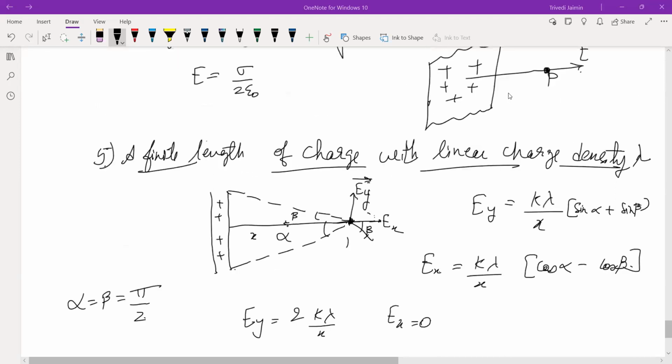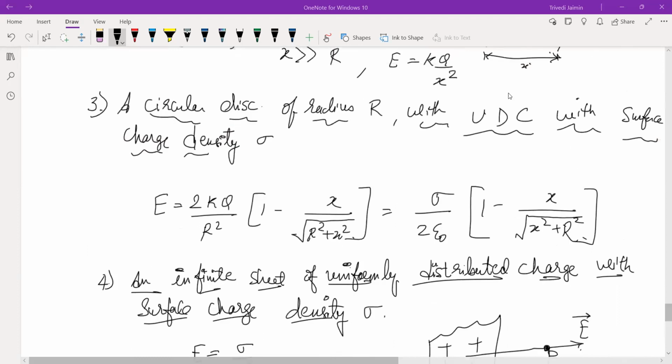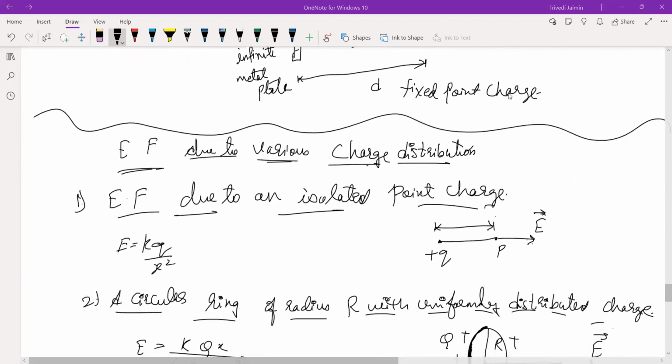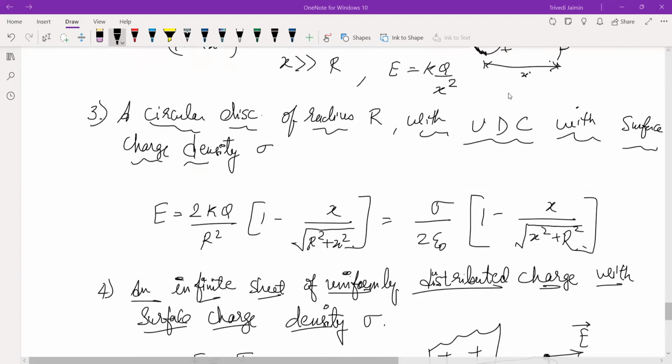Still some more cases. So these are some cases we are seeing of electric field due to various charge distributions. Now we will use this directly as a formula.